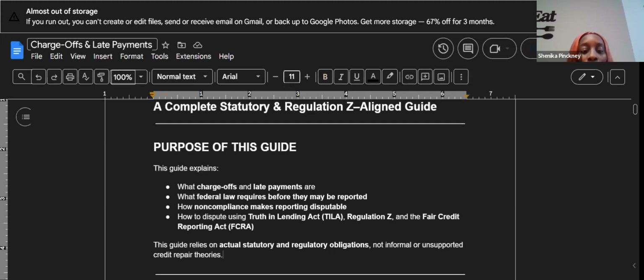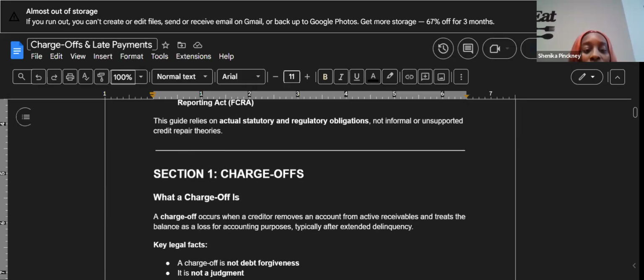The purpose of this guide is to explain what charge offs and late payments are, what federal law requires before they may be reported, how noncompliance makes reporting disputable, and how to dispute using the Truth in Lending Act, which is Regulation Z, and the Fair Credit Reporting Act, which is the FCRA. This guide relies on actual statutory and regulatory obligations, not informal or unsupported credit repair theories. I'm just going to adjust my window so I can see my guide a little bit.